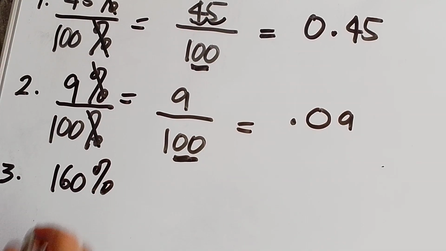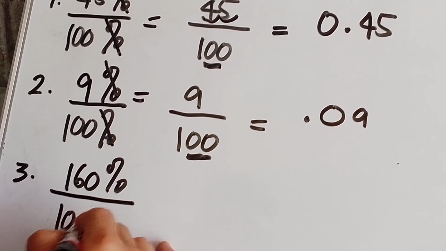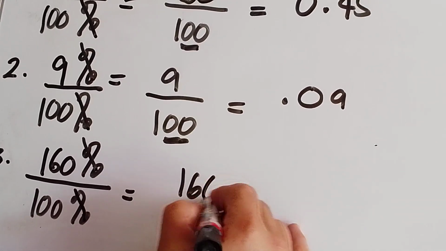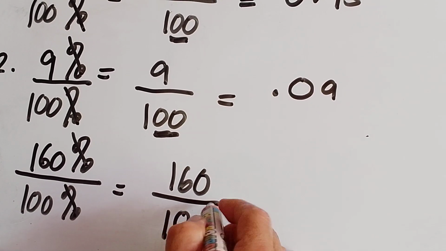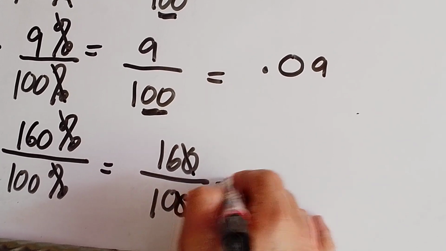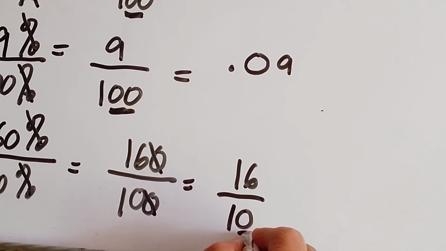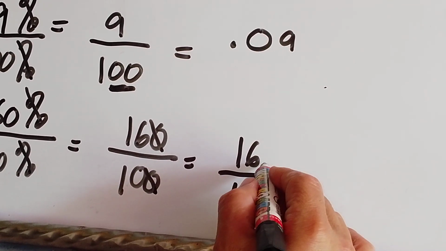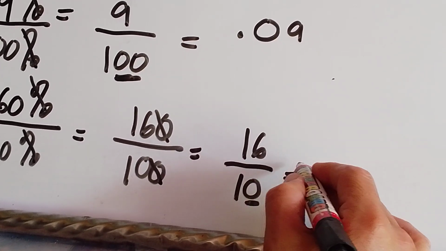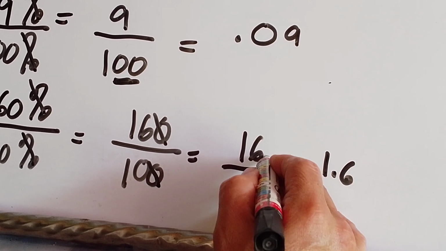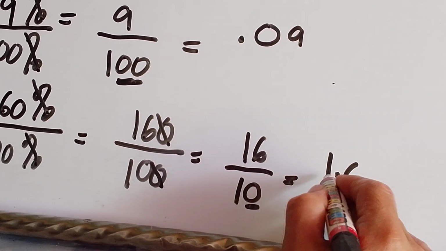Number 3, 160%. Again, I have to divide this by 100% also. Cross out the symbol. So I have 160 over 100. Cross out the zeros. So I have 16 over 10. Since I have only one zero, I need to move from right to left one decimal place only. So 1.6, because from here it's 1. So 1.6 is the answer.